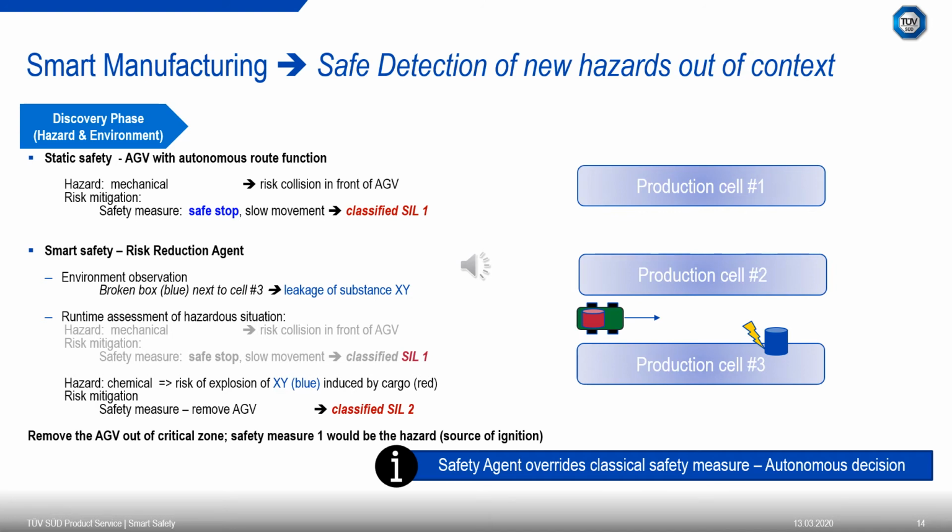So the mechanical hazard is classified at exactly the same level, L1, but the smart safety agent identified that stopping an HUV in this situation, the HUV by itself would be the source of ignition. I have to remove the HUV, and the safety measure is classified as L2: remove the HUV out of the critical zone. The safety measure of the static safety is in this case the hazard, the source of the ignition.